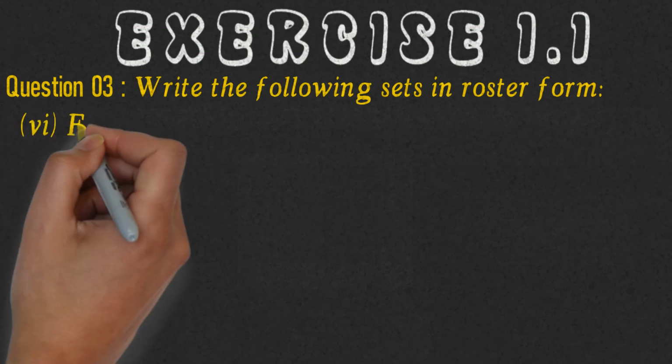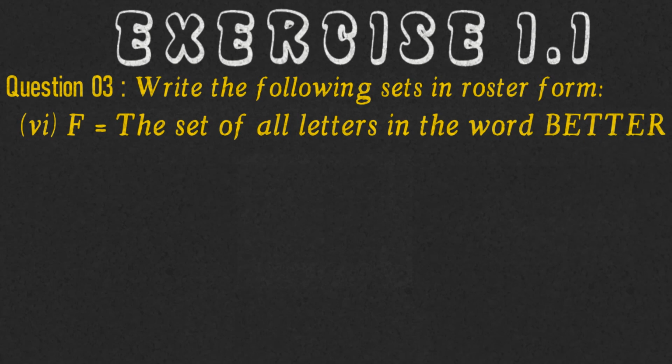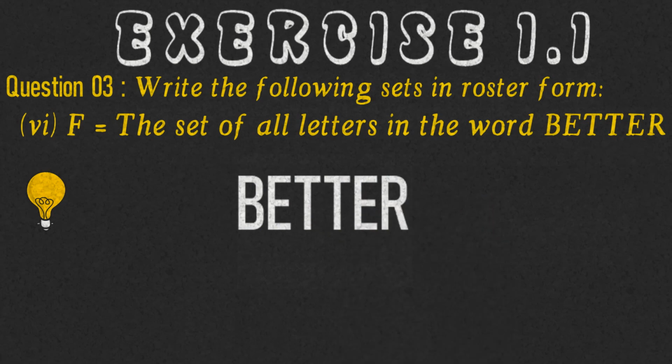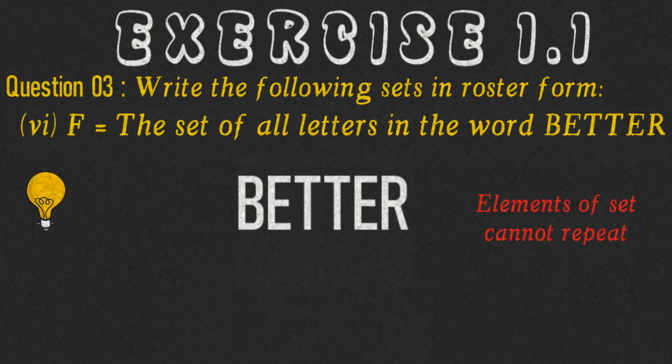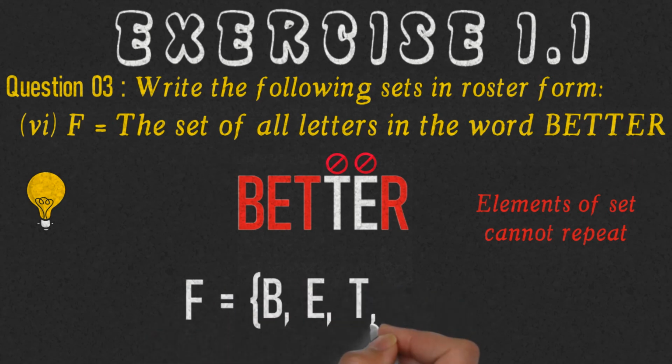Next is section 6 of question 3. F is equal to set of all letters in the word better. Solution. The word mentioned in the question is better. We know, as per the property of sets, elements of set cannot repeat. So, let's take the letters from the word better, without repeating the letters. Which are B, E, T. No need to take T and E again. And lastly, R. Therefore, we can write the given set in roster form as F is equal to set of B, E, T, R.